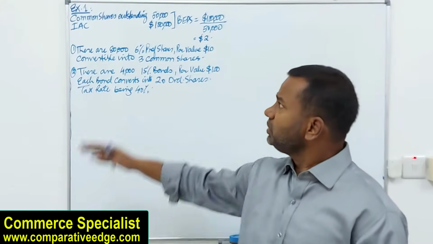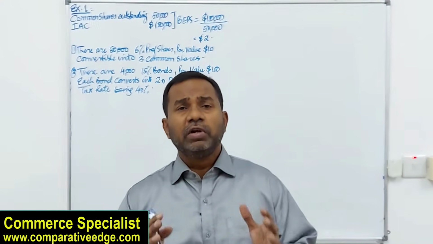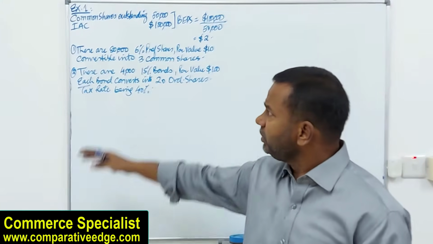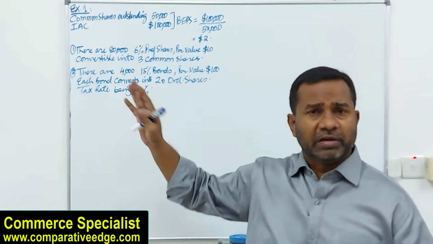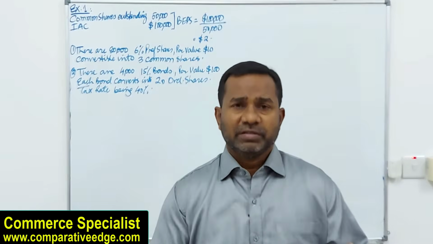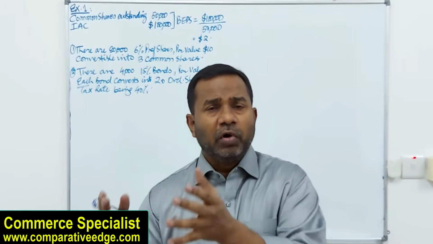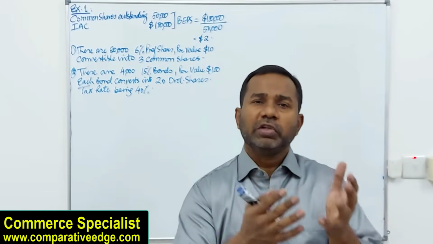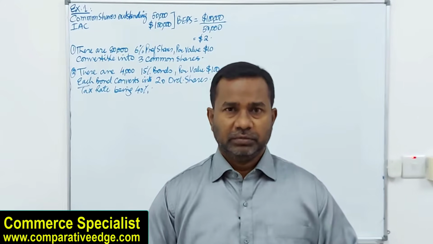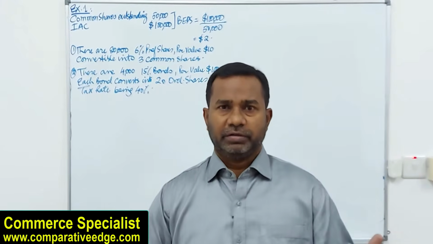So guys, I've given you some basic information here using which we will be able to calculate diluted earning per share. What we are looking at is there are some preference shares and bonds given here which are convertible. So we are looking at the what if analysis. What if they convert? If these preference shares and bonds convert into ordinary shares, how the EPS will look like? Will it dilute or not? Will it reduce or not?